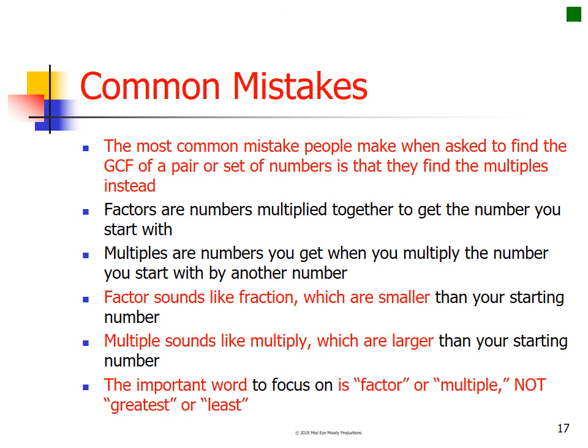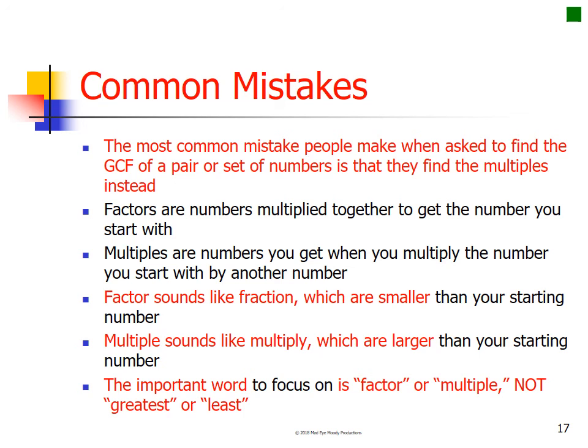So the most common mistake people make when they are asked to find the greatest common factor of a pair or a set of numbers is that they find the multiples instead. People often get greatest common factor and least common multiple confused. So what's important to remember here is that factors are the numbers you multiply together to get the number you're starting with, whereas multiples are the numbers you get when you multiply the number you start with by another number.